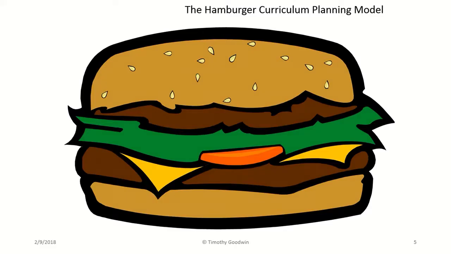So let's look at this idea of curriculum planning in another way, as a hamburger. And we're going to keep in mind how this fits in with backwards design. So think about what we just went through as a sequence and how what I talk about here fits that sequence of activities.